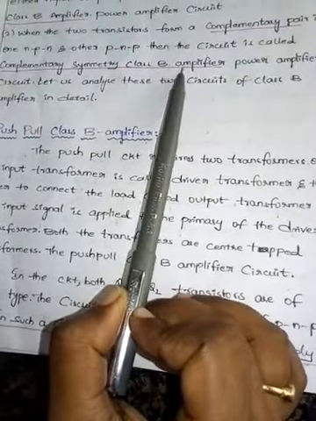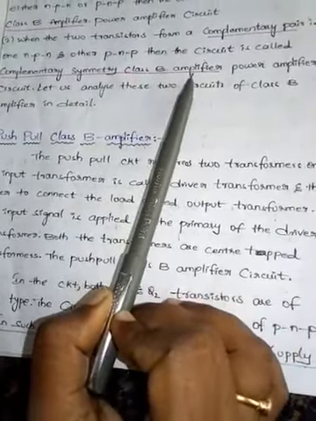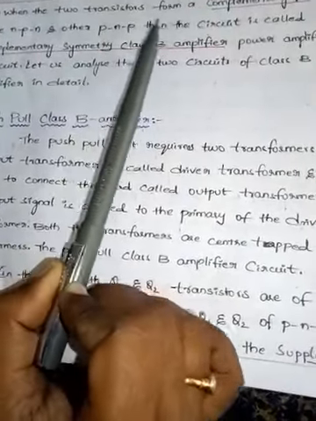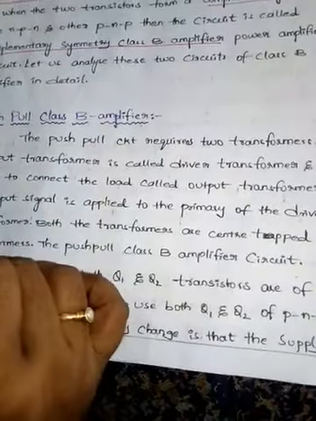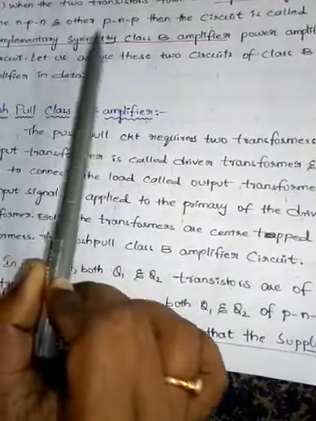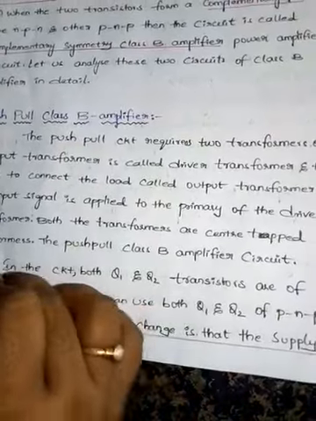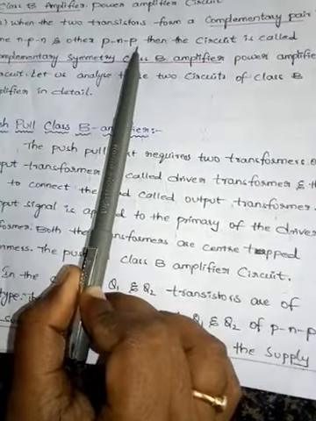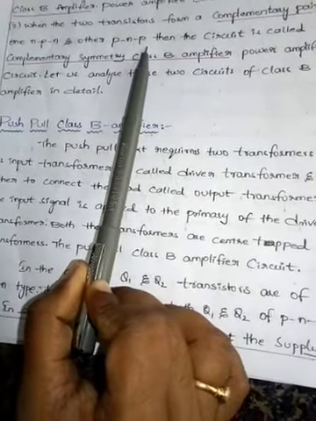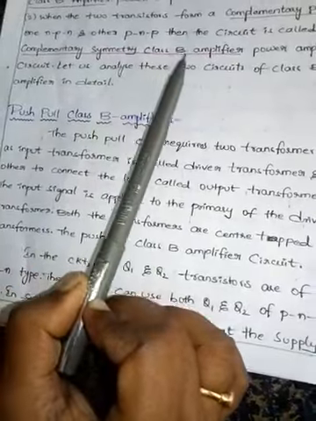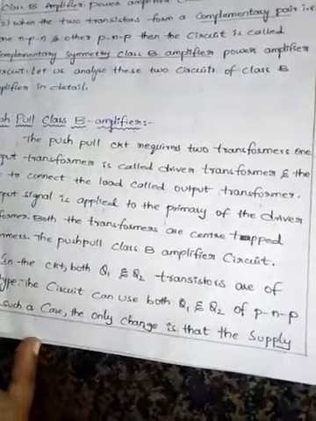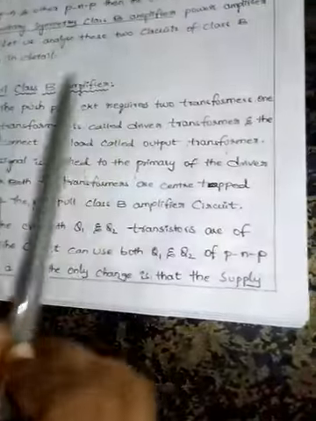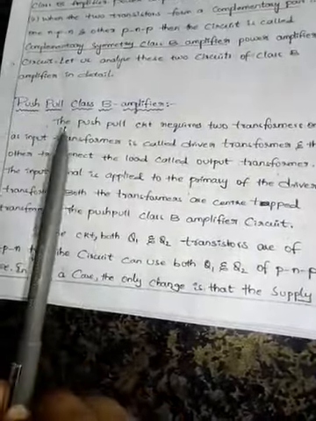Coming to the complementary symmetry: here also we use two transistors, but one should be of one type and the other transistor of the other type. That means one is NPN and the other is PNP, or one is PNP and the other is NPN. Then we say it is a complementary symmetry class B power amplifier. Is it clear? Now we go to the first one, the push-pull class B amplifier.